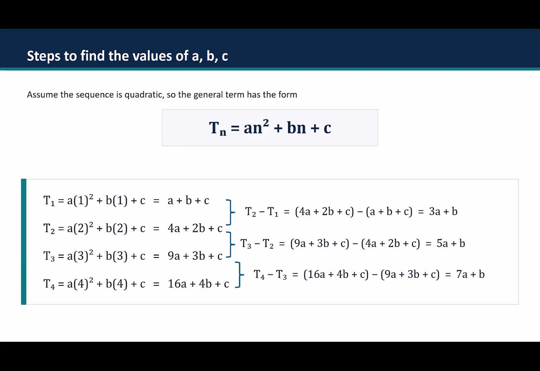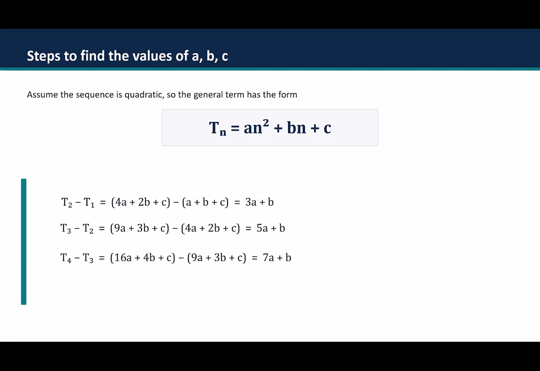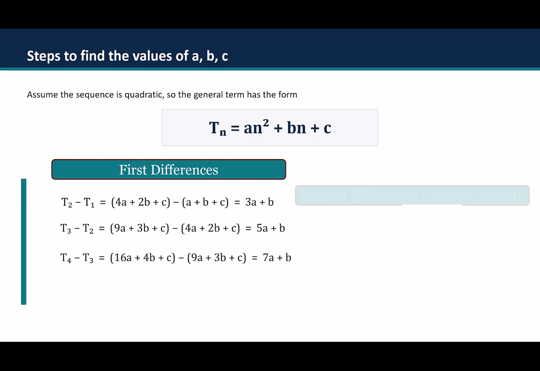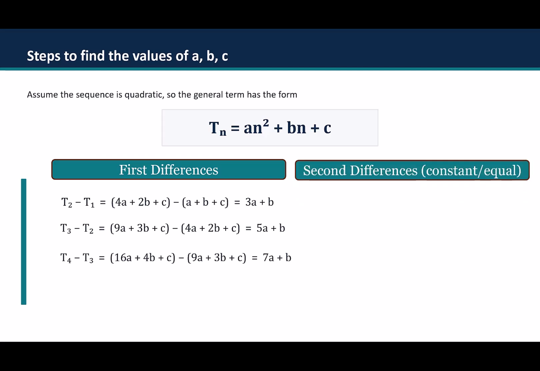Because this is a quadratic sequence, we don't want to stop with our first differences. We want to move on to the second differences because we know that will give us a constant term. So we'll start by taking our first set of differences. We have 5a plus b minus (3a plus b), which turns out to be 2a. Then our second set of differences was 7a plus b minus (5a plus b), which is again 2a. The fact that we got the same value isn't too surprising because we said quadratics have constant second differences.